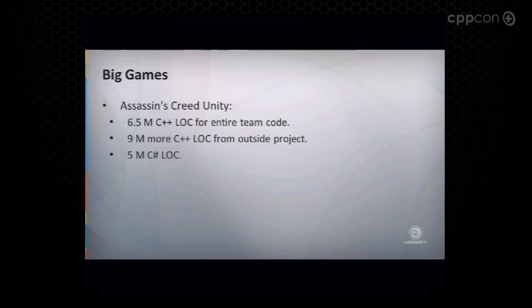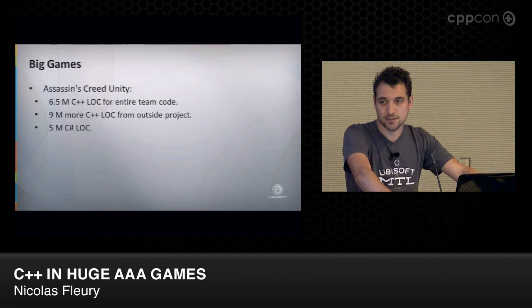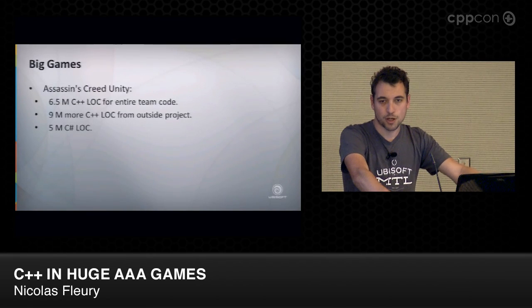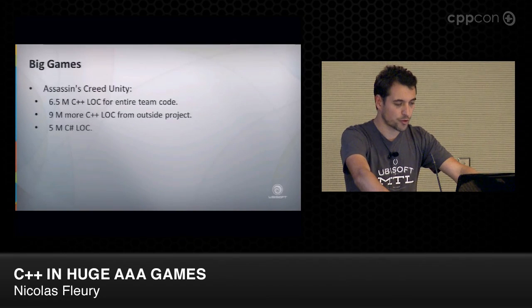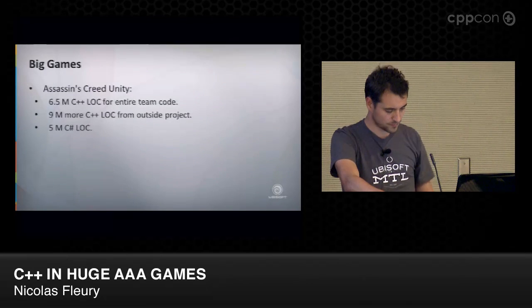Working on big games means big code bases. The biggest one is Assassin's Creed Unity, which will be released soon. I could count over 6 million C++ lines of code in the code base made by different Assassin's Creed teams over the years. Then 9 million more C++ lines of code from outside the project, so that can be technology group code, or code from external partners. And I could count 5 million C# lines of code as well.